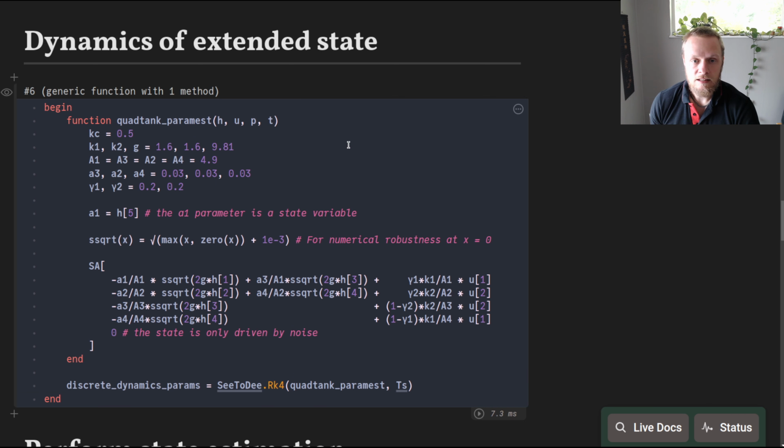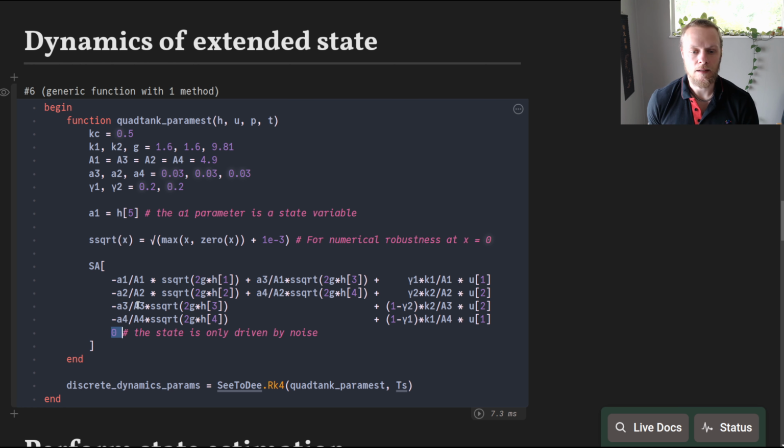All right. So in this next function here, I call it quad tank parameter estimation. I have now modified the dynamical equation so that our state is now 5-dimensional instead of 4. And the last equation here is just 0. So this corresponds to our additional parameter. And this says that I don't have any dynamics for the parameter. I think that it's constant.